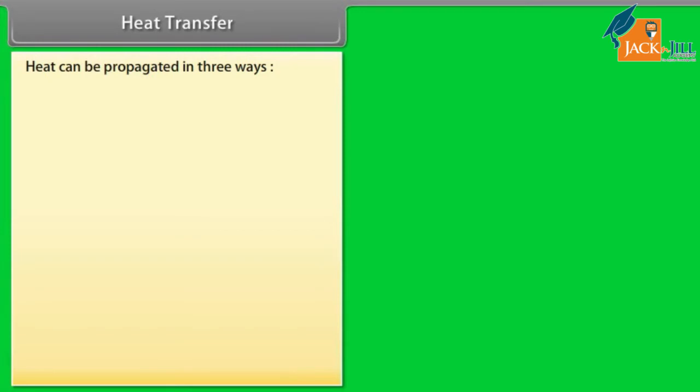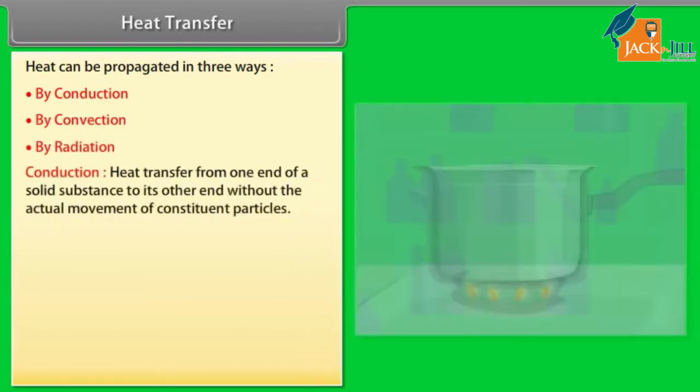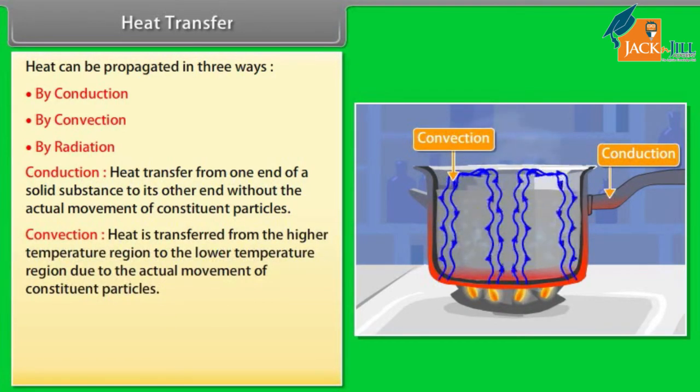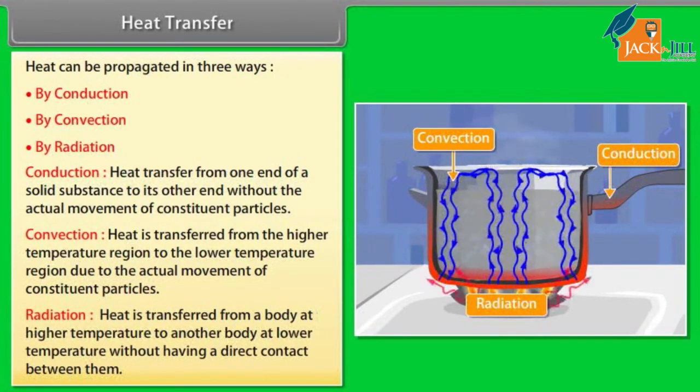Heat transfer. Heat can be propagated in 3 ways: number 1, by conduction; number 2, by convection; number 3, by radiation. Conduction: heat transfer from one end of a solid substance to its other end without the actual movement of constituent particles. Convection: heat is transferred from the higher temperature region to the lower temperature region due to the actual movement of constituent particles. Radiation: heat is transferred from a body at high temperature to another body at lower temperature without having a direct contact between them.